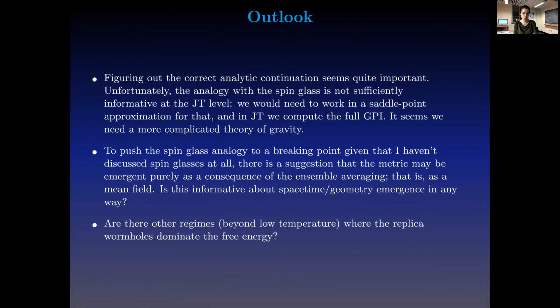But in spin glasses, at least, you have several features that show up basically as a consequence of ensemble averaging. It will be interesting to see if the metric is similar in gravity. And of course, I think one of the most interesting questions to ask is if there are any other regimes beyond low temperature, even in JT gravity or JT plus matter, where the replica wormholes dominate the free energy. So with all of this food for thought, I will end here, and thank you for your attention.